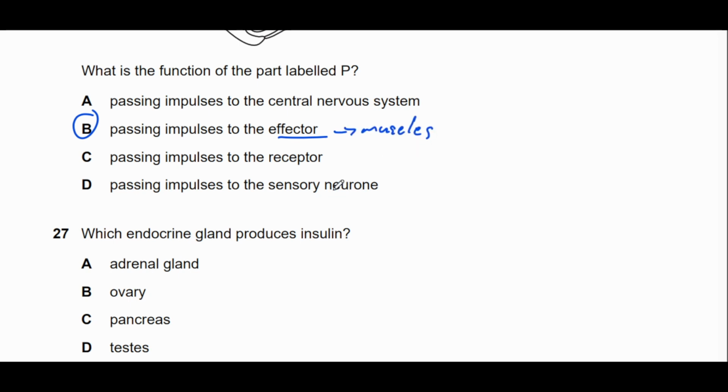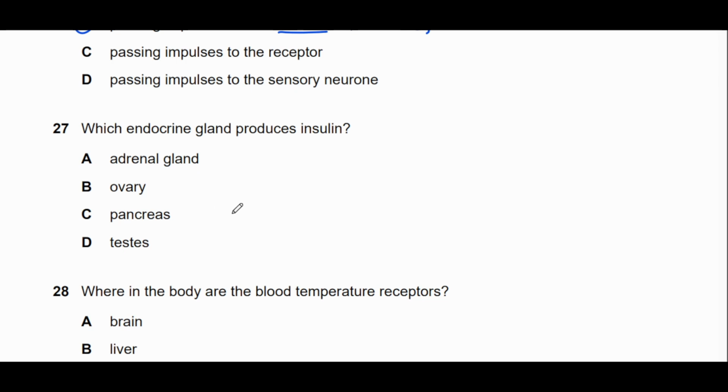Okay. Which endocrine gland produces insulin? Okay, very simply, adrenal gland is for adrenaline, ovary is for estrogen, okay, testes is for testosterone, and lastly, pancreas, insulin, right? Therefore, the endocrine gland that produces insulin would be the pancreas.